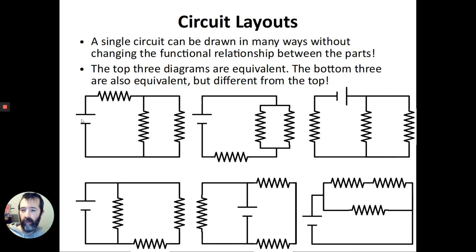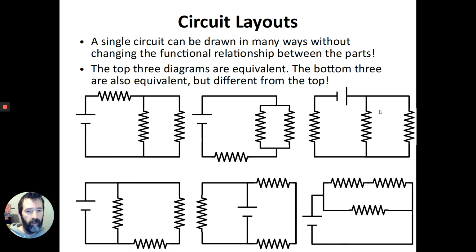All of them have the battery, they have a single resistor, and they have a pair of parallel resistors. The parallel section is in series with the single resistor. It's kind of most obvious in the center diagram. There's this parallel section, and then a resistor after it. In the first diagram, I put the single resistor before the parallel part. It doesn't actually make any difference as far as the operation of the circuit goes.